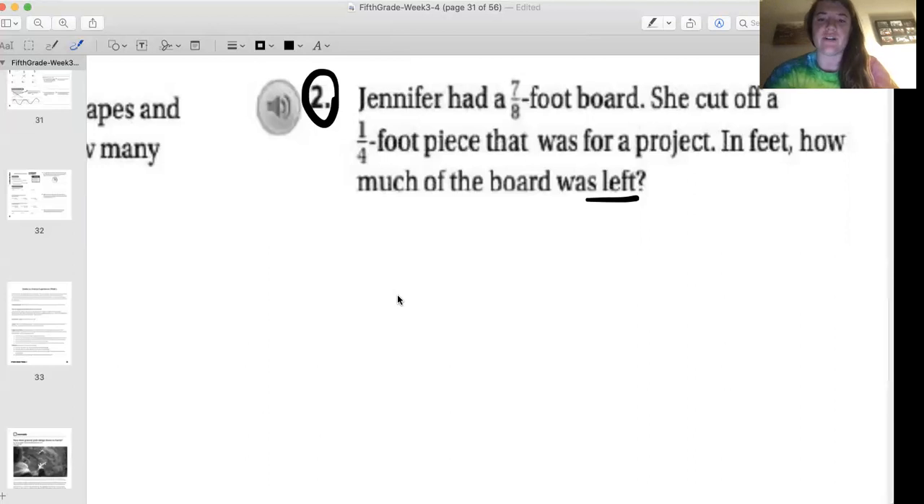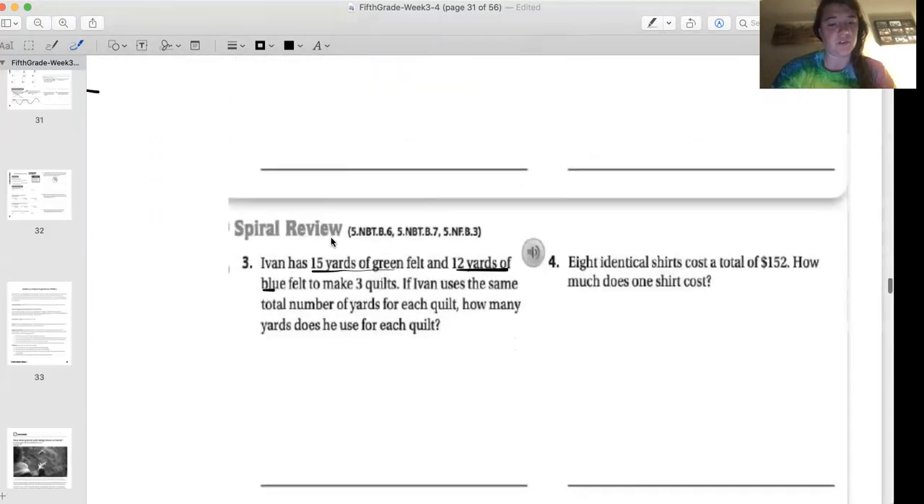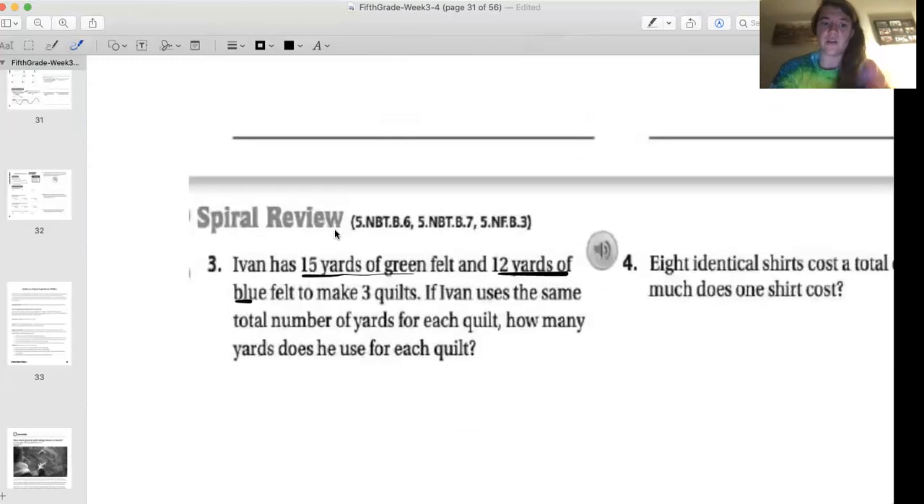Number 2, Jennifer had 7/8 of a foot of a board. She cut off 1/4 of the piece to use for a project. In feet, how much was left? So same thing, you have 7/8 of this board. You're cutting 1/4 of it off, so that's gone. So I want to know what's left. So same thing, you're going to need to find a common denominator, do some subtracting, and then I don't know if you'll have to simplify. You'll have to find out if you simplify in that one.